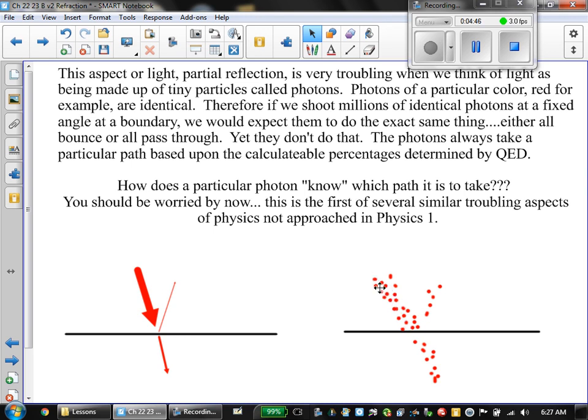These photons are identical, and so let's see, I have 50 photons coming here. Some of them bounce off and some refract, and this gets really bizarre, because how does a particular photon know which path it's supposed to take? And this bothered physicists quite a bit.